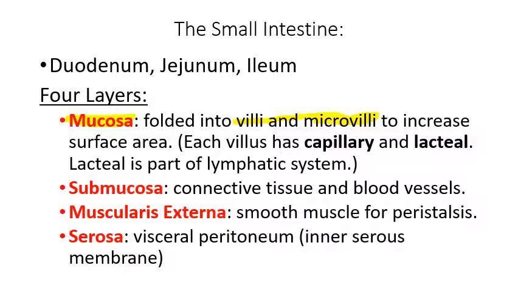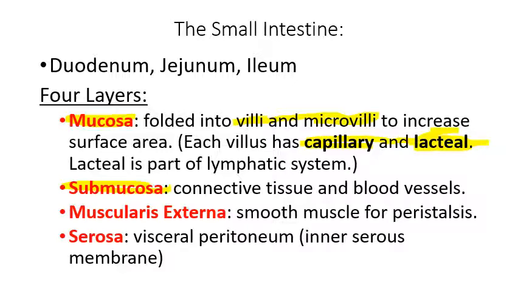Each villus has its own capillary underneath it to supply it blood and to absorb nutrients. And each villus has a lymphatic vessel called a lacteal. Lacteal, right? So the individual folds of the intestine are called villi, and each villus has a capillary and a lacteal. Then just underneath the mucosa, you have a layer that's not surprisingly called the submucosa. It's made of connective tissue and it has some blood vessels in it.